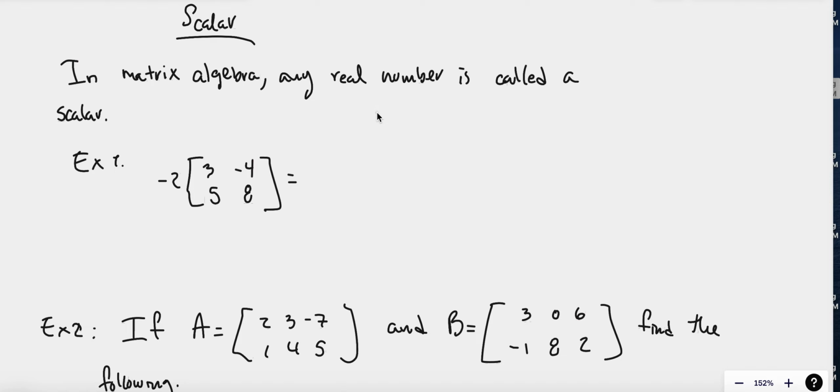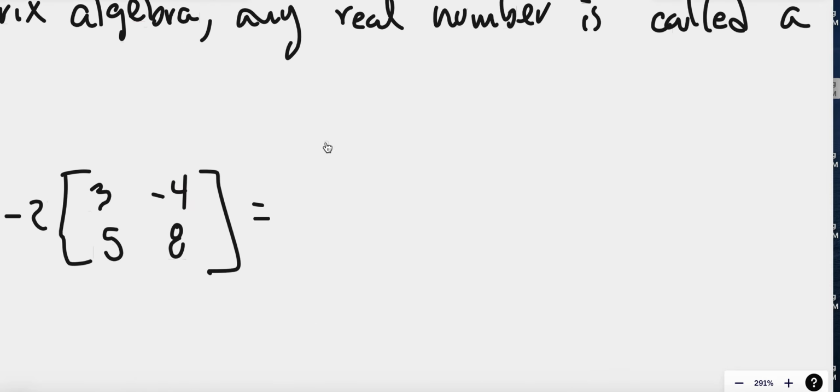Welcome to this video. In this video, we're going to talk about scalar numbers in matrices. And the definition is very simple. It's in matrix algebra. I wrote it here. It says that any real number is called a scalar. So here's an example. Let me see if I can just zoom a little bit.